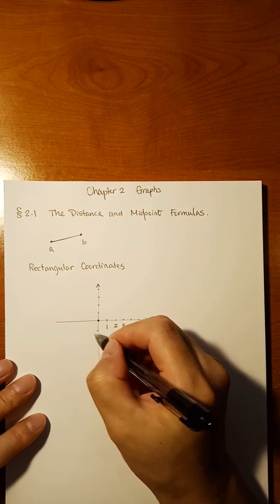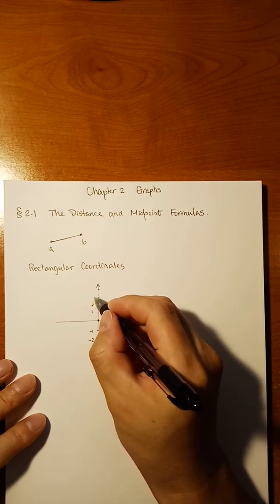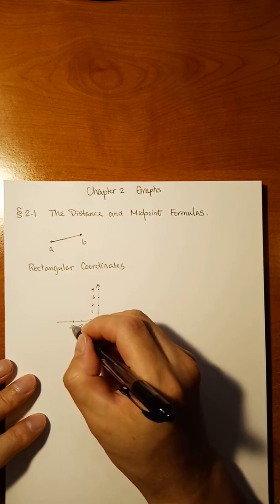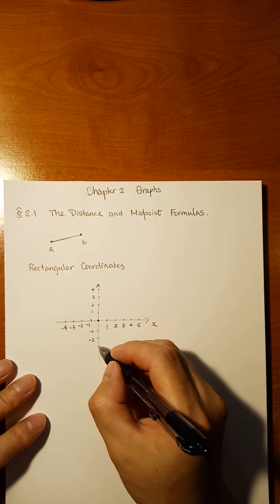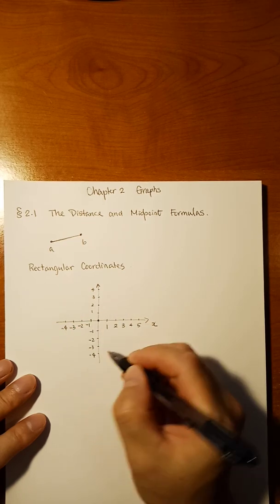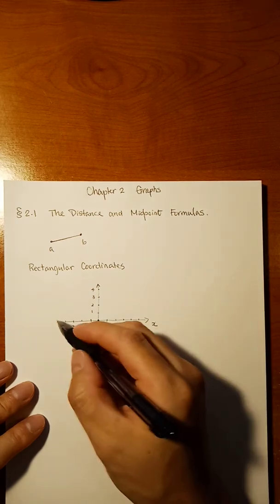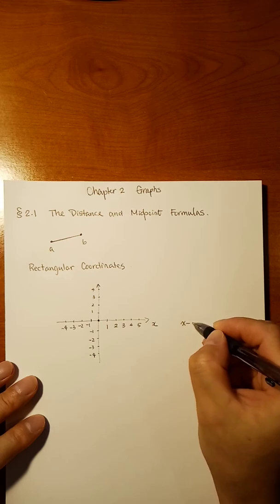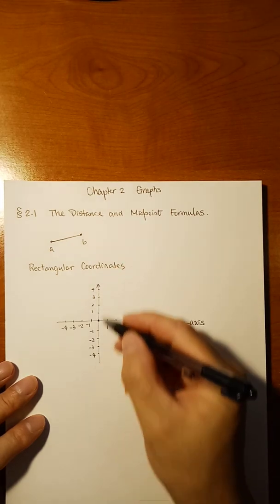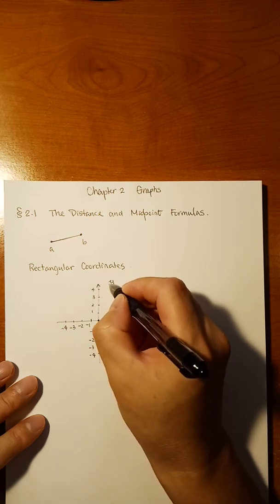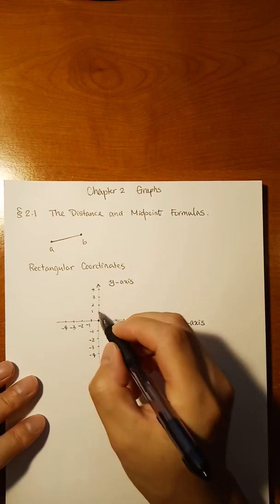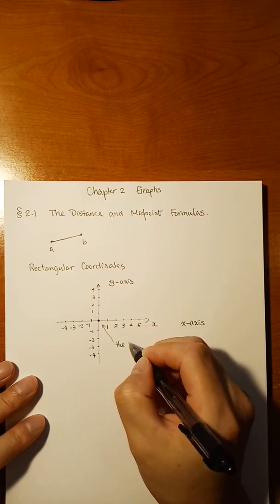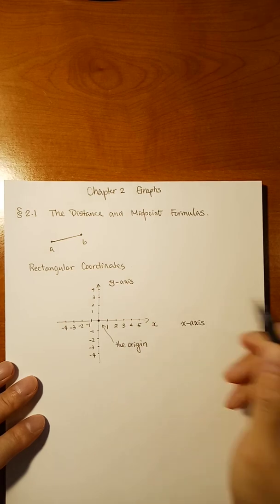Okay, and below it's negative y. Here is positive. It's -1, -2, -3, -4, and -3, -4 on the other axis. Okay, so this is our coordinate system. This horizontal line, we call it the x-axis. This vertical line, we call it the y-axis. And this intersection is called the origin. The origin, right?